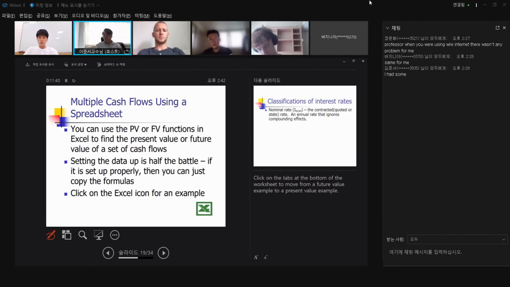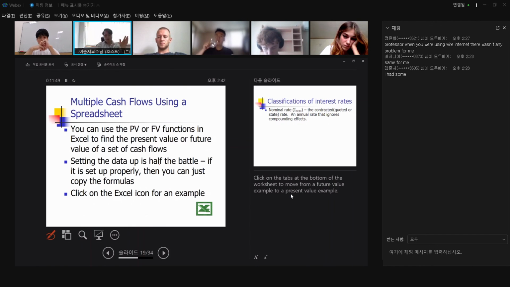So as I told you, if you face some questions in terms of time value of money, then you should figure out what the question is first, right? You figure out whether the question is to find the future value, present value, interest rate, number of periods, future value of annuity, present value of annuity, or perpetuity. So if you take a look at the questions, you should figure out what the question is first, right? So setting the data up is half the battle.